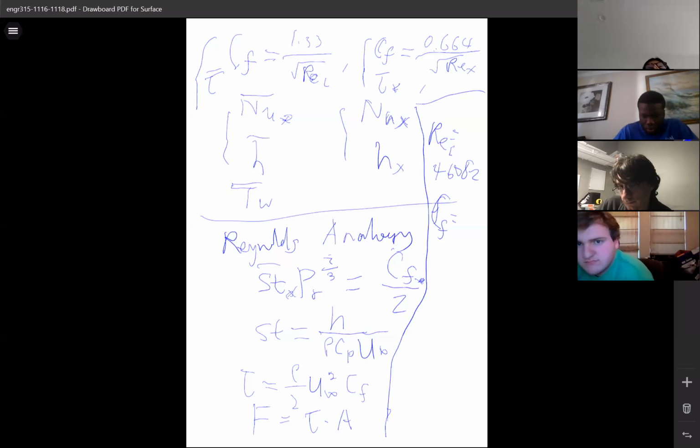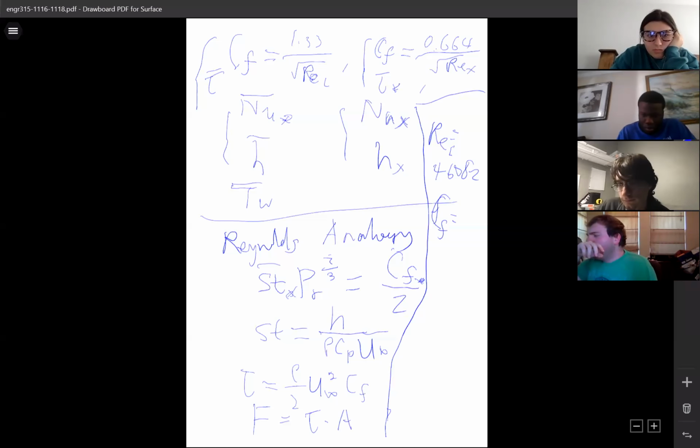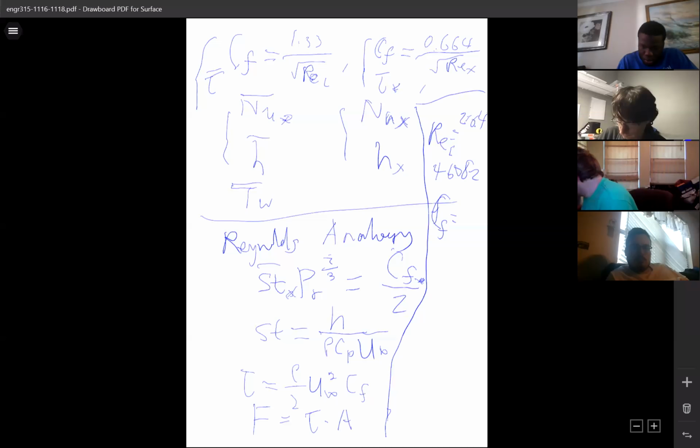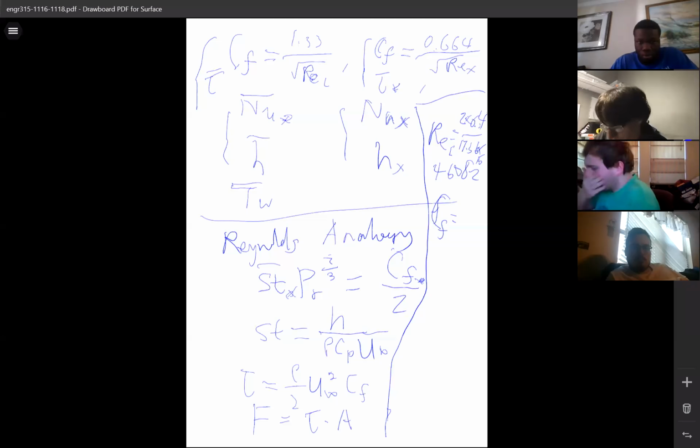Oh, okay. So you have to use the velocity, which is 2, times 0.4, that's the length of the plate, divided by viscosity, 17.36 times 10 to the negative 6. Okay, that's how you get this Reynolds number. The property is given, right? Viscosity is given, 17.36 times 10 to the negative 6.